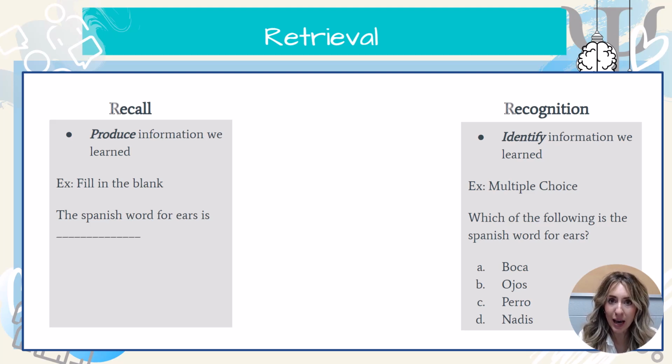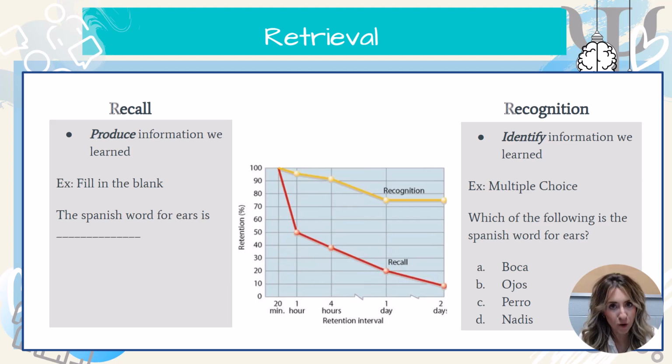As you probably guessed, and because most students prefer multiple choice, our recognition memory is superior to our recall memory. If you take a look at this graph, on the y-axis we have retention, the percentage that we retain. We start off at 100, and one day later, if I ask you to recognize some information you learned, you'll do it with about 75% accuracy. If I ask you to recall it, produce it all on your own with no identification cues to help, you're going to end up at about 20%. That's a significant difference in the amount you remember.